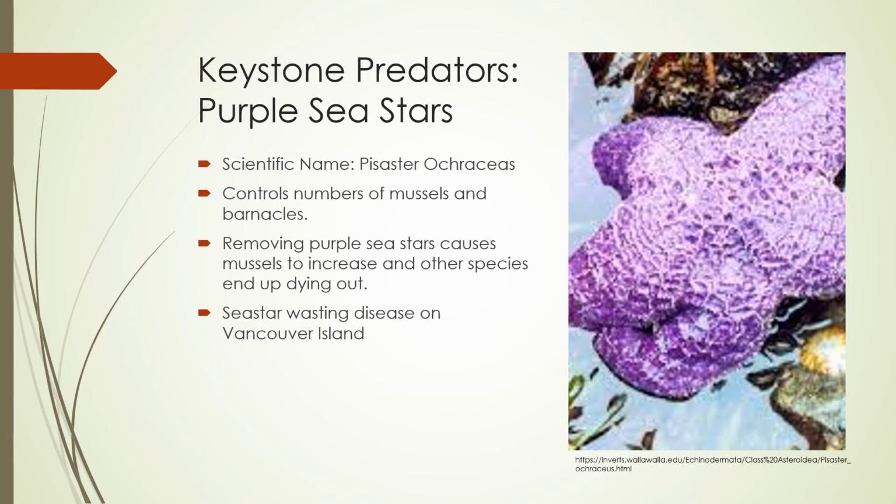Purple sea stars live along the shores of the Pacific Ocean and can be found from California to Alaska. They feed on mussels and other shellfish. They are a keystone species because they keep mussel populations under control, which leaves space for other organisms. On Vancouver Island, the sea star populations have been disappearing in recent years due to something called sea star wasting disease. Scientists are not exactly sure what's causing this.